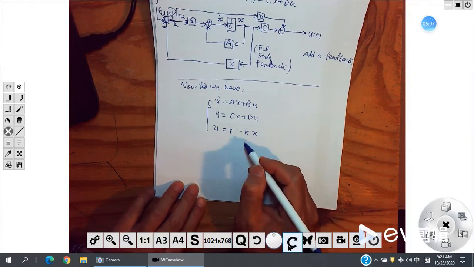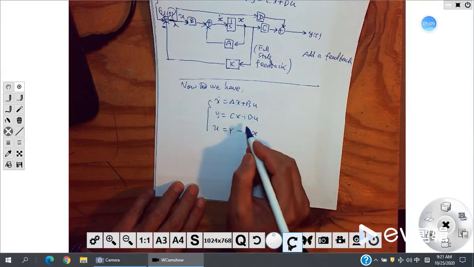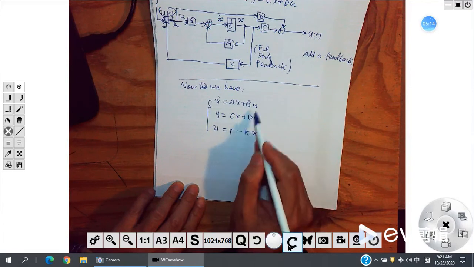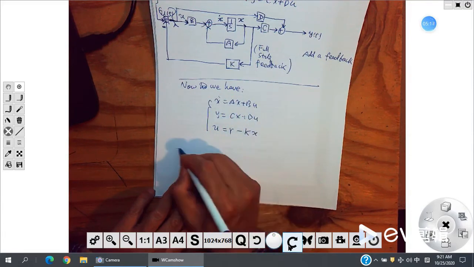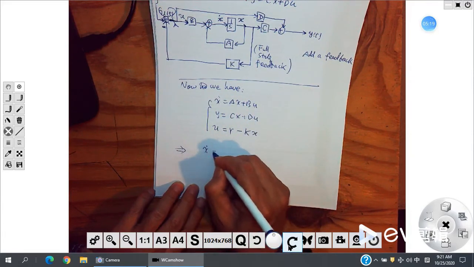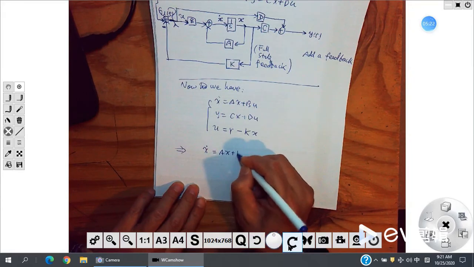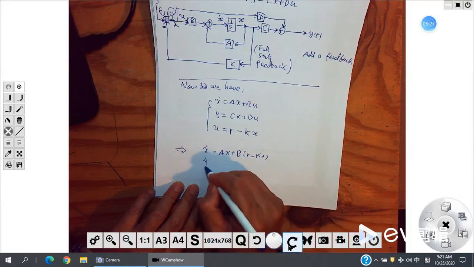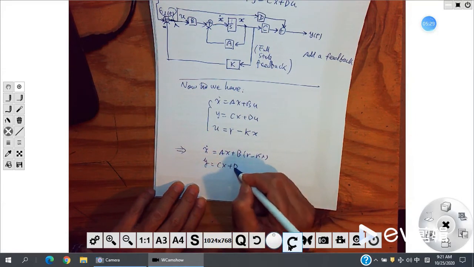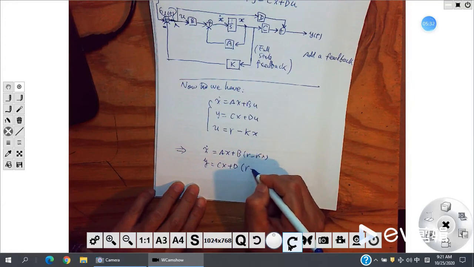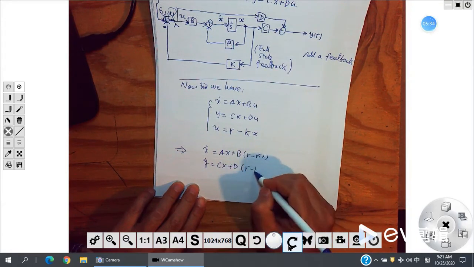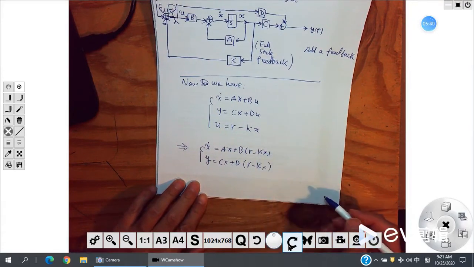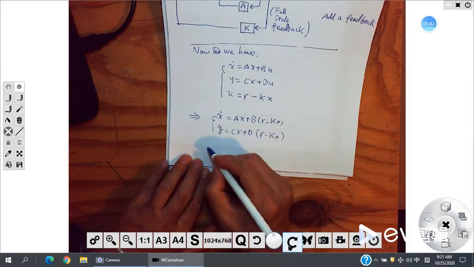If you want to rewrite this in the standard matrix form of a system, you can work like this. U is r minus Kx, so you just plug in. You have x dot equal to Ax plus Bu, where u is r minus Kx, and y equal to Cx plus Du, where u is r minus Kx. We have these two. Then we simplify.